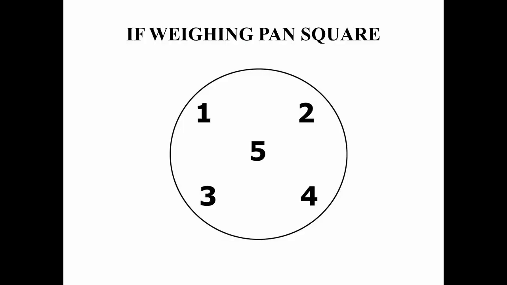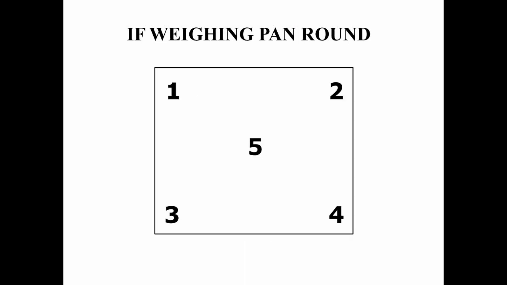Take the 200 grams weight and weigh 5 times on different places of the pan as shown in the next slide. Acceptance criteria is %RSD not more than 0.5%.